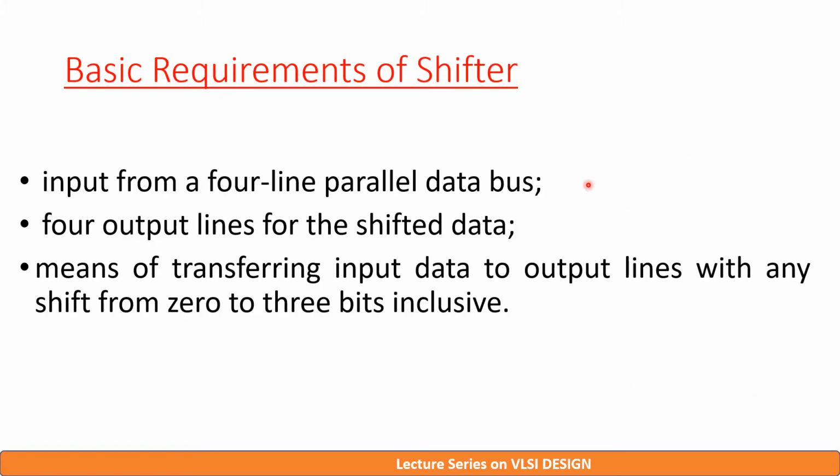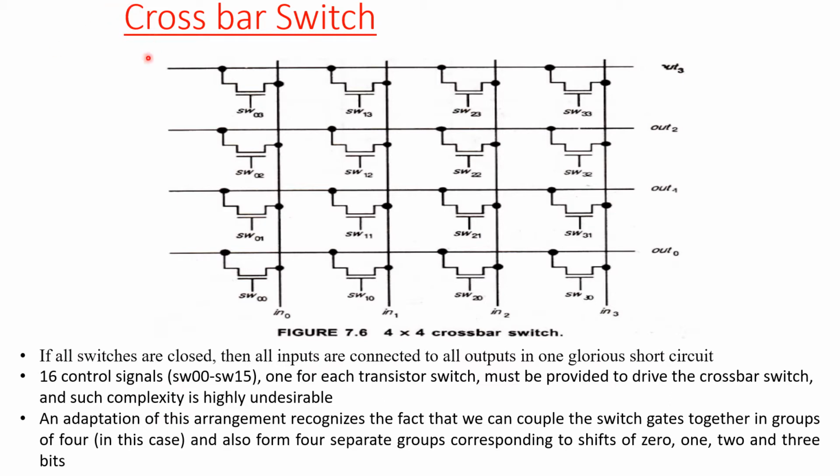So the basic requirements of a shifter are input from a 4-line parallel data bus, 4 output lines for the shifted data, and a means of transferring input data to the output lines with any shift from 0 to 3 bits inclusive. First we'll begin with the crossbar switch, and then we'll discuss how the limitations of the crossbar switch can be overcome using a barrel shifter.